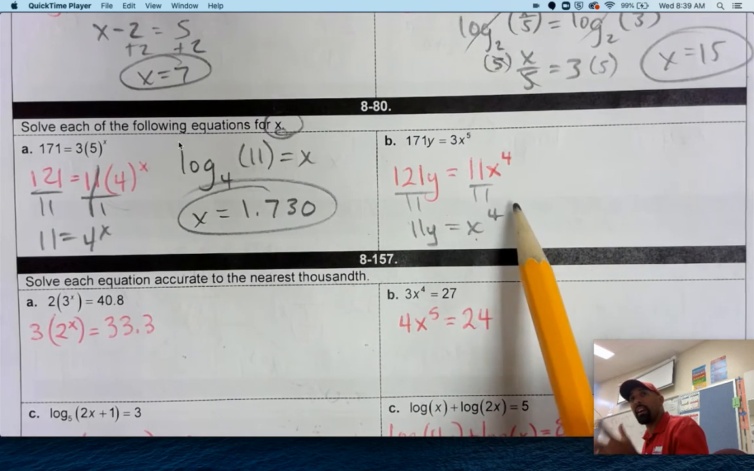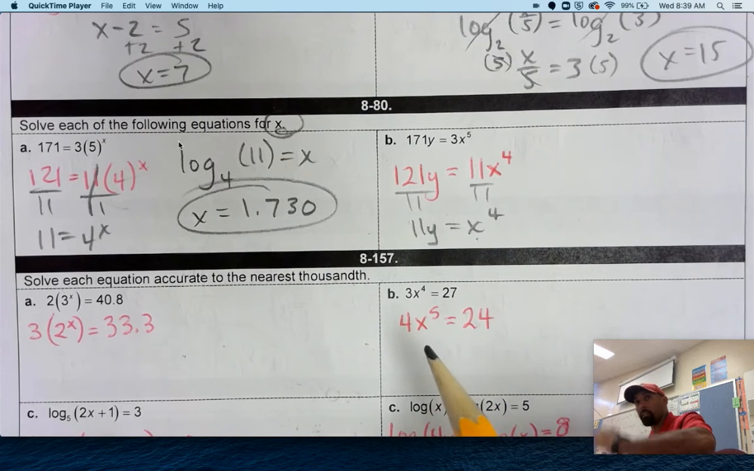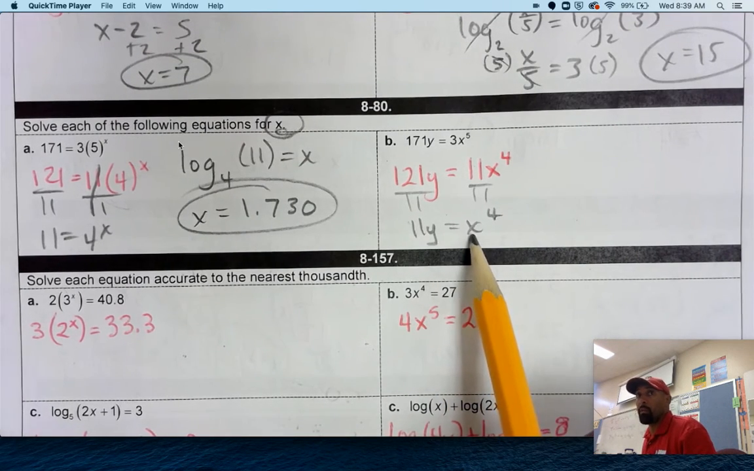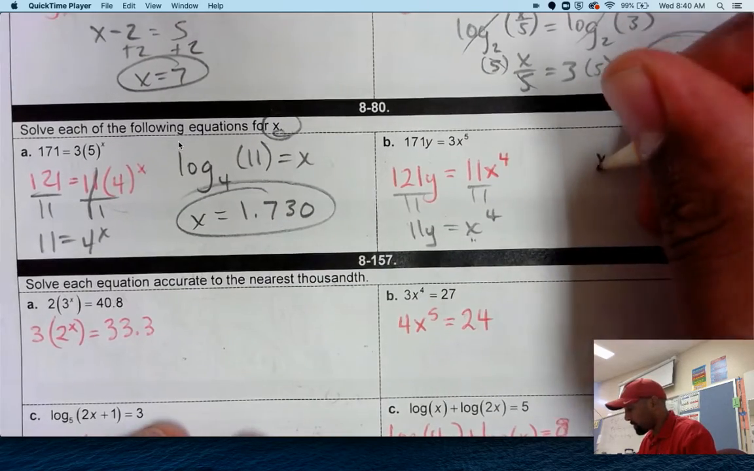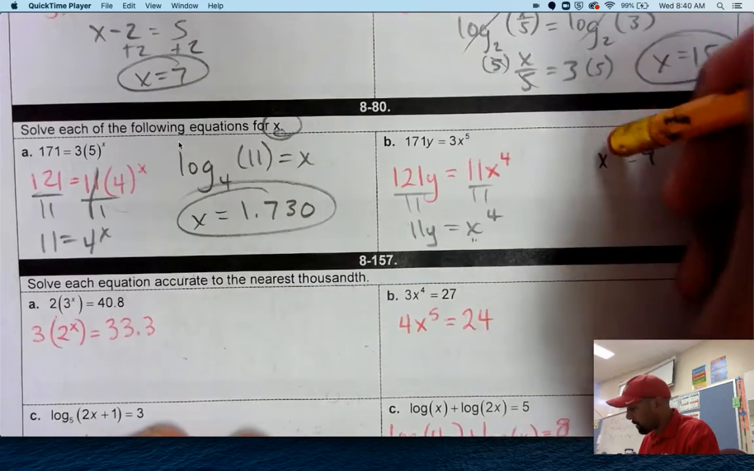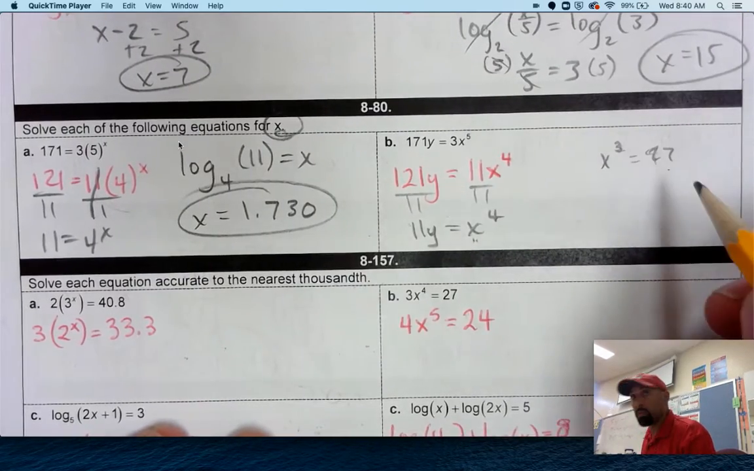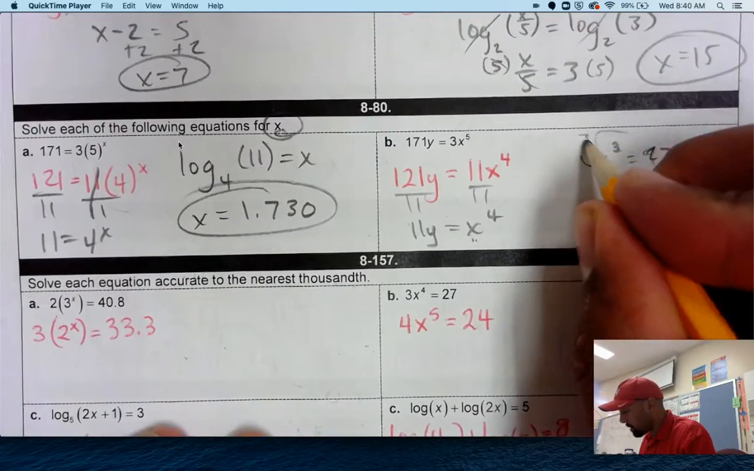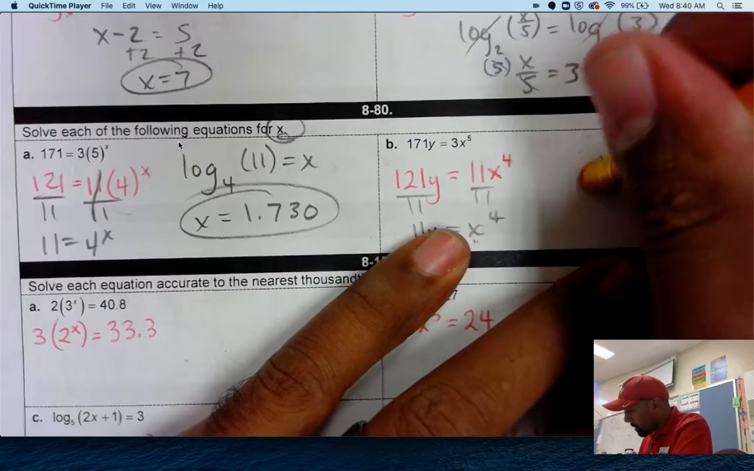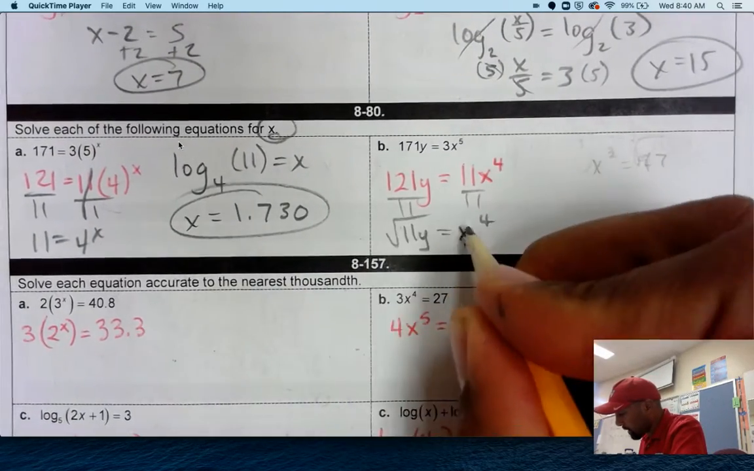So if the x was in the exponent, we would put it in log form to get the x out of the exponent, but it's not. x is the base. So if x is the base, I want you to think about it. If it was like x squared equals 9, what would you do? You would square root both sides, right? Same thing if it was x cubed equals 27, you would cube root both sides, right? So if it's x to the fourth, we're going to fourth root both sides.